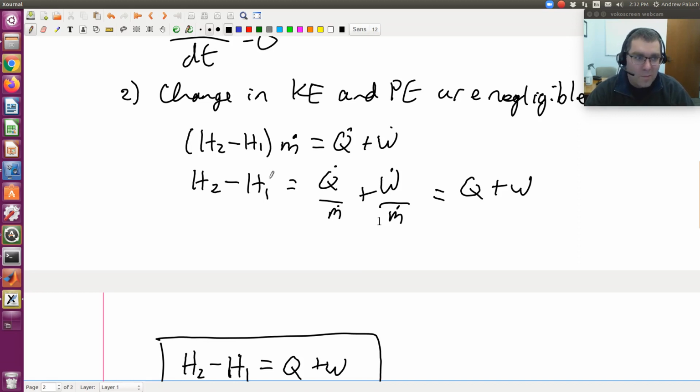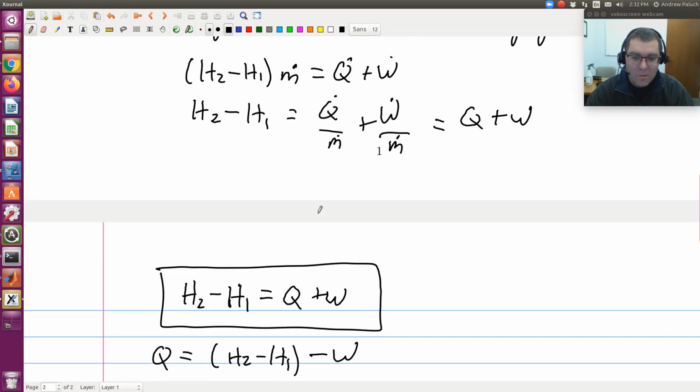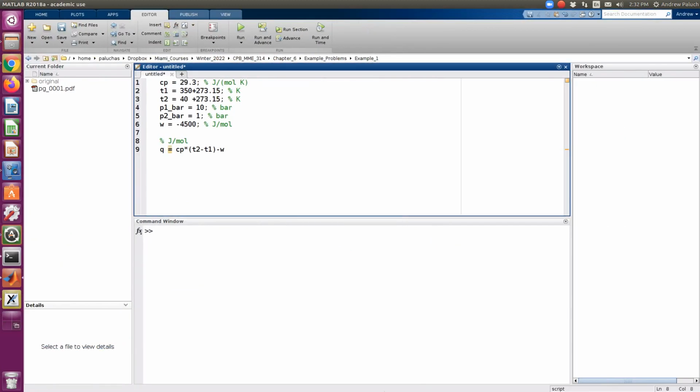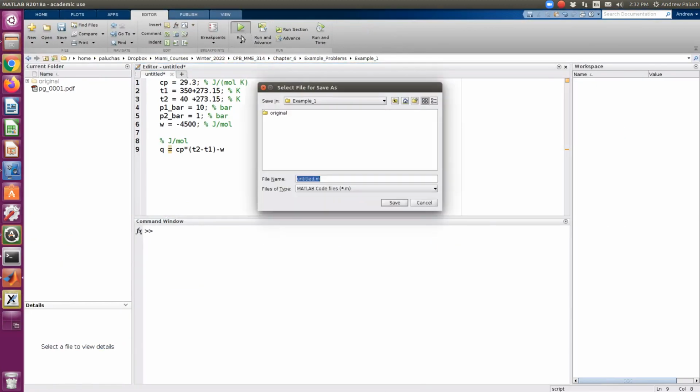To convert from per mass to per mole, we would just multiply by the molecular weight, and you'd have to multiply the left and right hand side by that same quantity, which would cancel out. Right? So our equation would be the same. We just have to keep track of units. Okay, so there's Q. So let's save this.